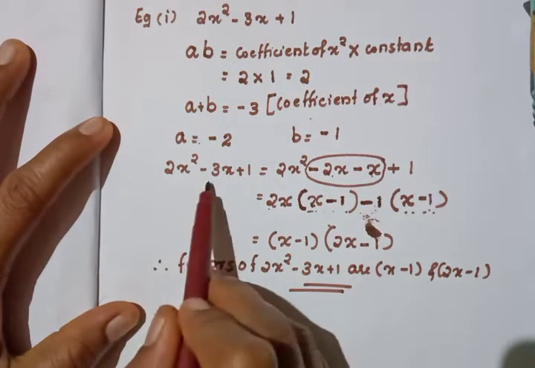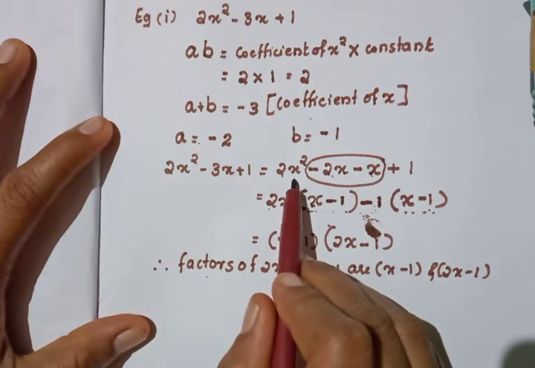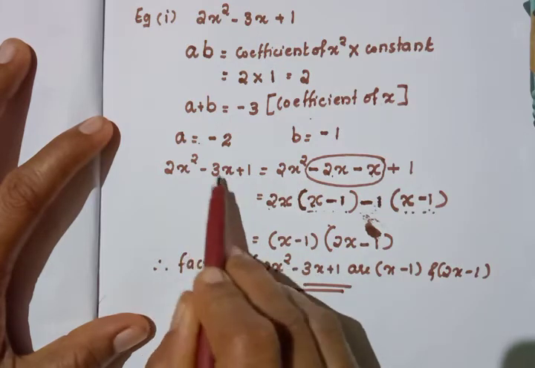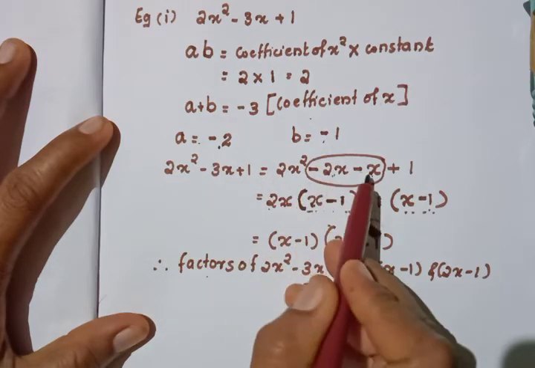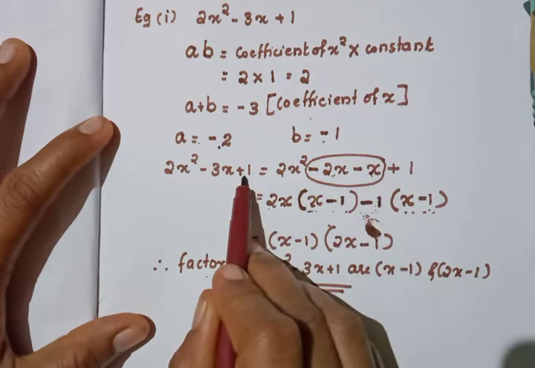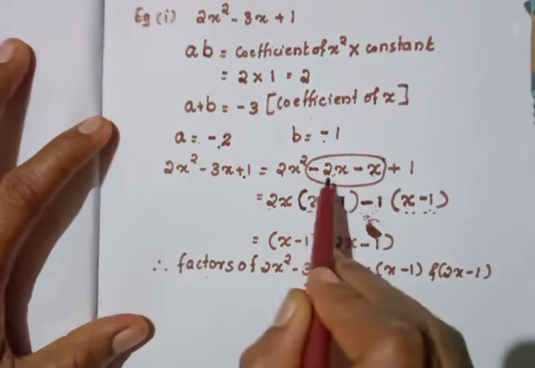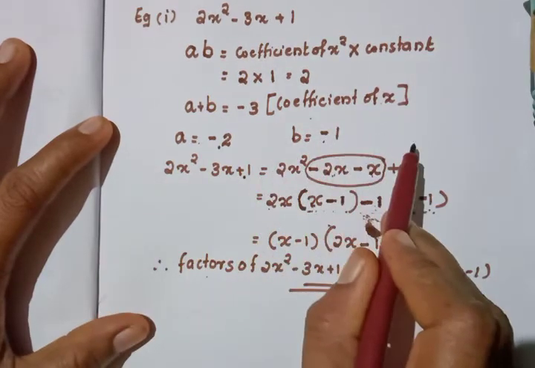So here 2x square minus 3x plus 1, which is equal to 2x square, the method itself, splitting the middle term. So we split minus 3x as negative 2x, negative 1x. Normally we don't write that 1. So plus this constant term. Clear? Here you have 3 terms. Now it is expanded to one more term, that is you have 4 terms.